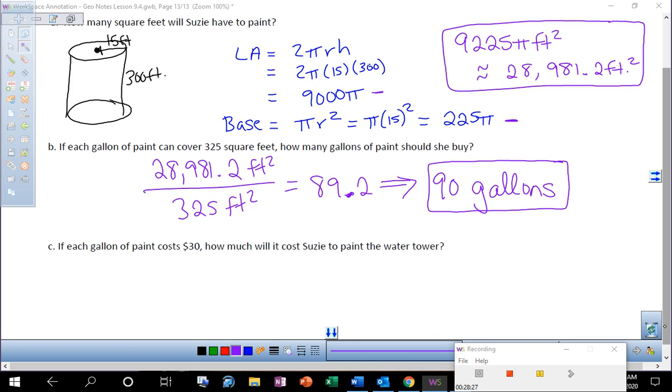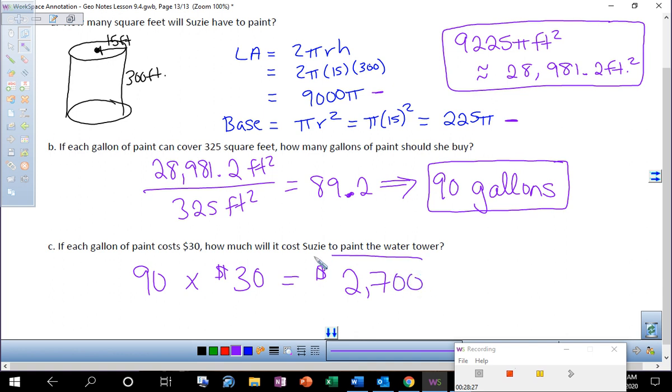And then lastly, if each gallon of paint costs $30, how much will it cost her to paint the water tower? So 90 gallons times $30 for each gallon gives her a total of $2,700 to paint the entire water tower.